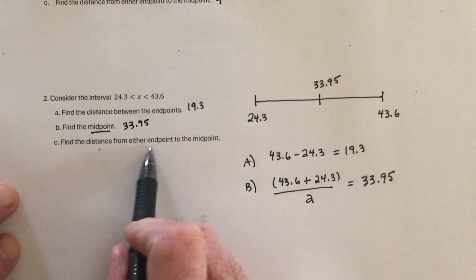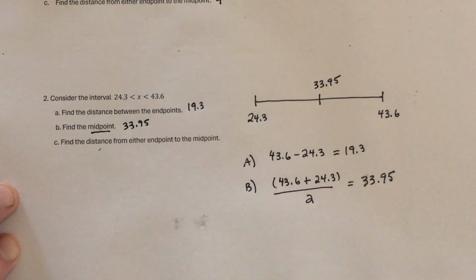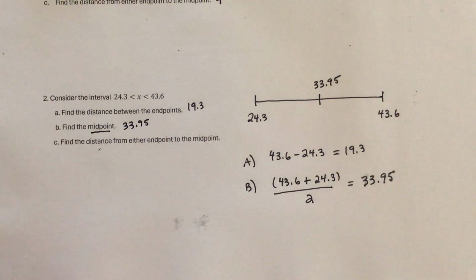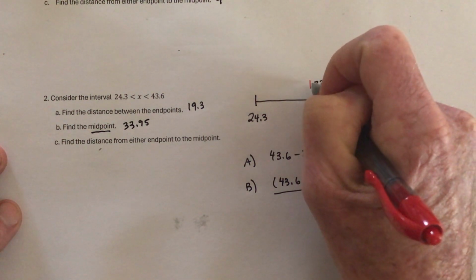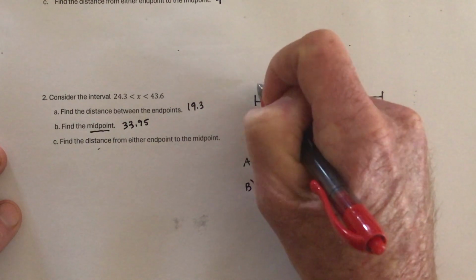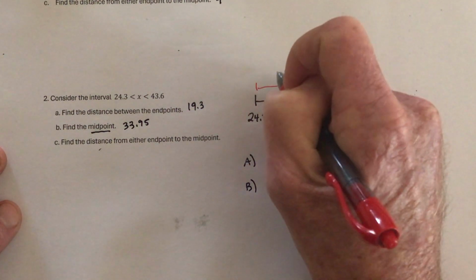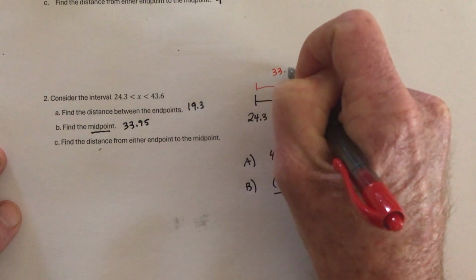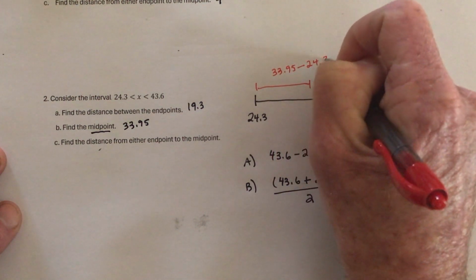And then find the distance between either endpoint and the midpoint. So again, that is where I get a red pen and go find the distance between this one and this one. That means just subtract them. So 33.95 minus 24.3.